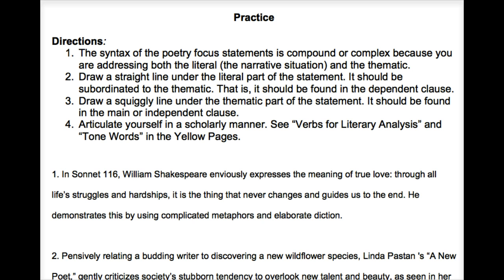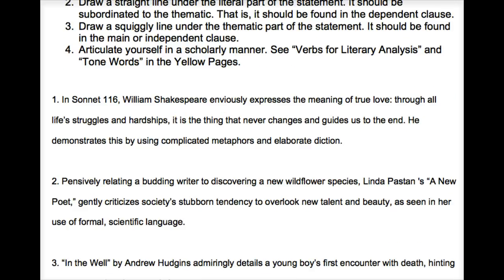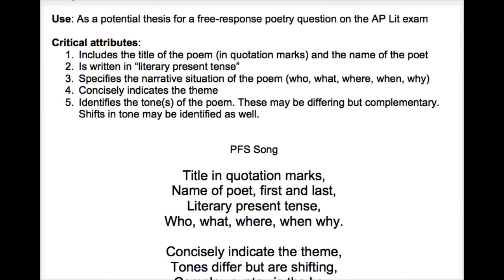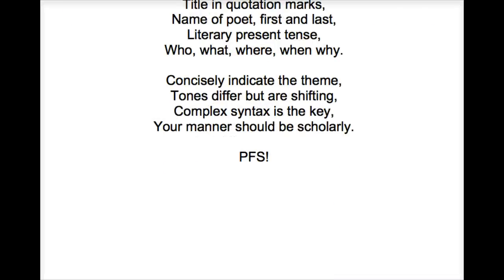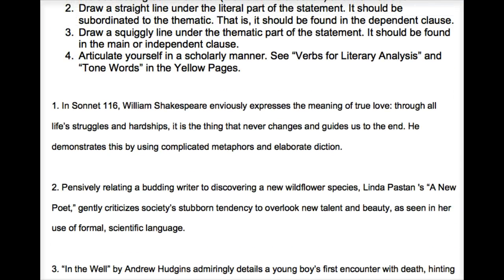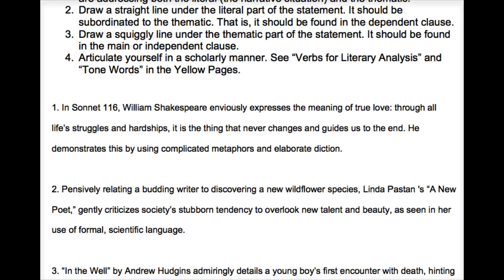So you'll need to read this and follow the directions here, making sure that each PFS that you read, I think there are 5, has all of these critical attributes that you see on the front page. So make sure there's the title of the poem in quotation marks, name of the poet, that it's in literary present tense, that it gives the who, what, where, when, why, and that narrative situation, again, is the literal part of the PFS. And then number 4, concisely indicate the theme. That should be in the independent clause. And then make sure the tone is in there. And if there are differing tones, that they mention both. So there are just 4 or 5 practice ones here that you can do. Just remember to do your straight line and squiggly line, and making sure that it's a compound or complex sentence.